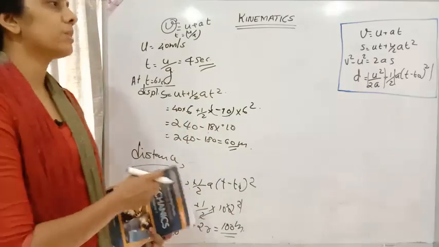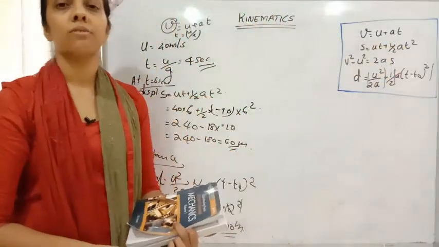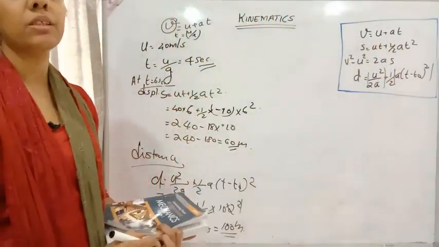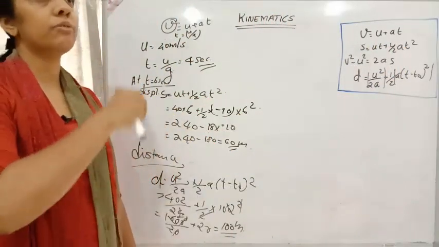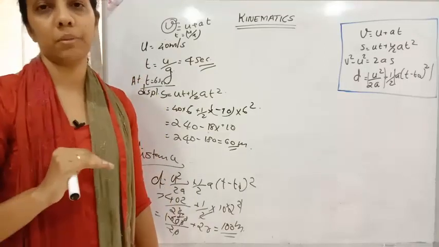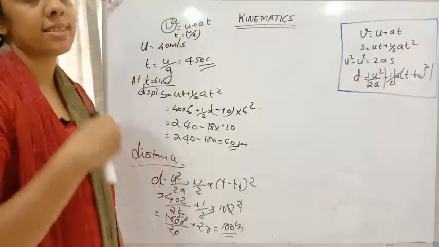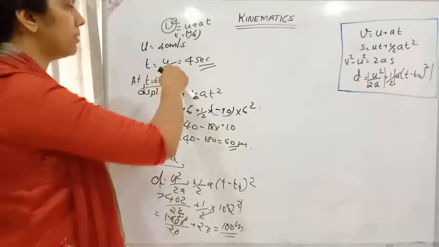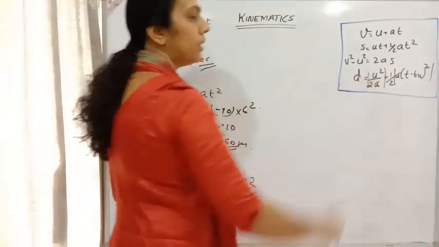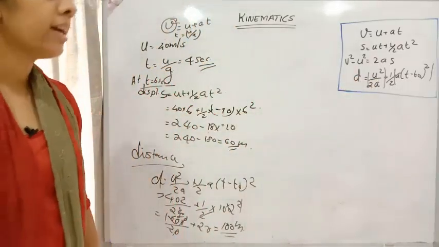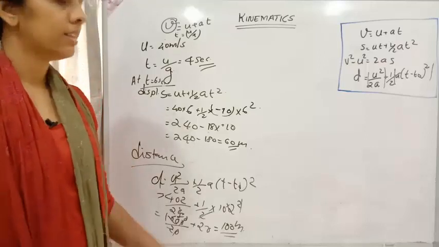To find out the displacement we will be using the same formula, but to find out the distance, first we need to calculate the time required for the object to reach the maximum height, that is 4 seconds. If we are given a time value which is greater than the time required to reach the maximum height, then we should use this formula: D is equal to U square by 2A plus A by 2 into (T minus T0) the whole square. Clear? Then next one.